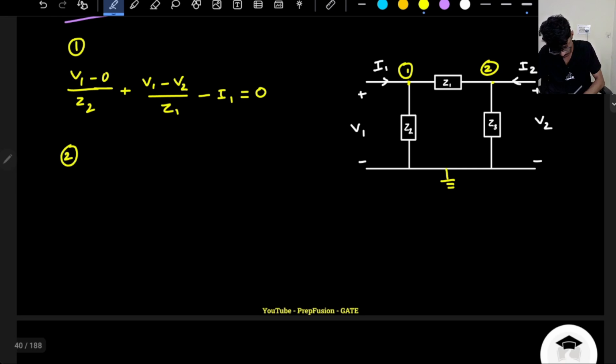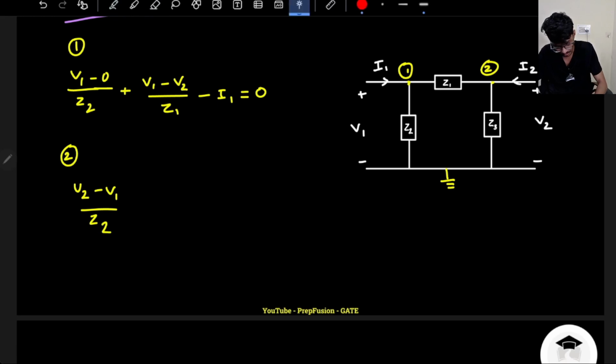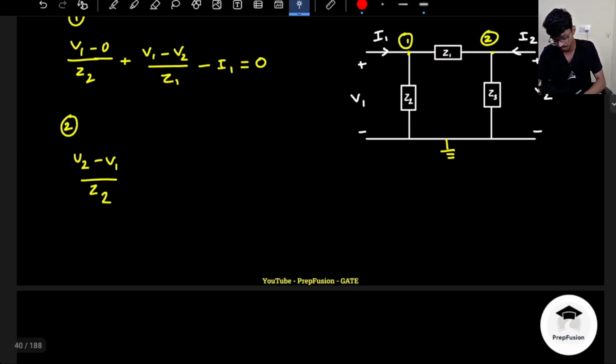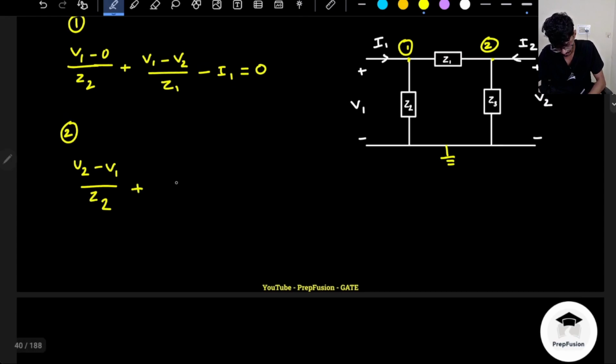In node 2, let's do the KCL again. This KCL will be V2 minus V1 divided by Z2. What I do is I take the outgoing currents as positive and the incoming currents as negative. That is my convention of KCL. Your convention may be something else, but ultimately you'll reach the same answer. So V2 minus V1 divided by Z2, then V2 minus 0 divided by Z3, minus I2, because I2 is incoming current.